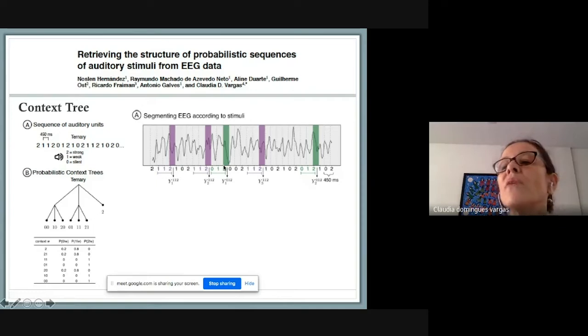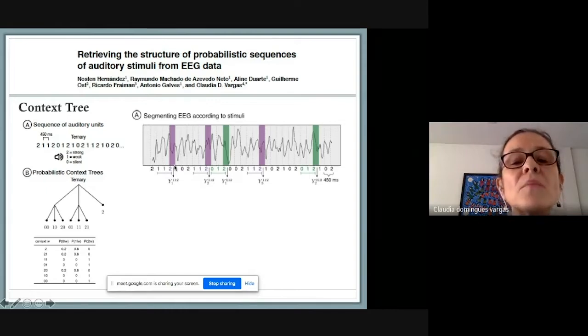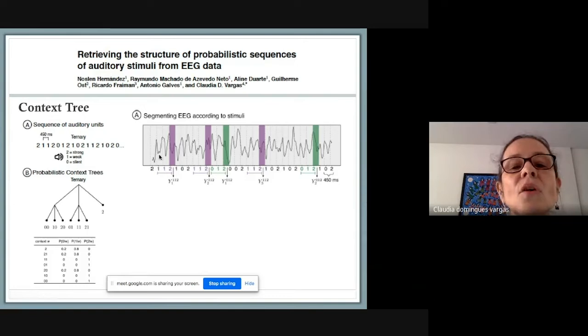The volunteers were exposed to these sequences while they had their EEG signals recorded. As shown in this panel, it was possible to segment the EEG signal according to each context. For instance, given the symbol 2, we can have two possible paths depicted here: either 1-1 in pink, or 1-0 in green.